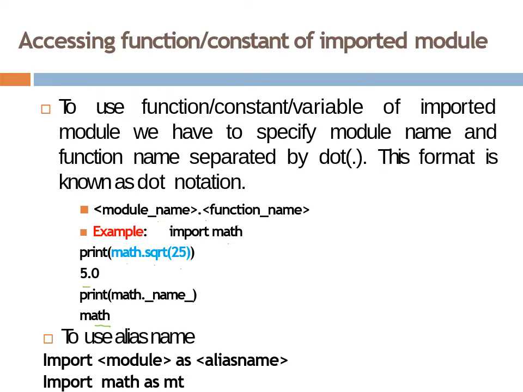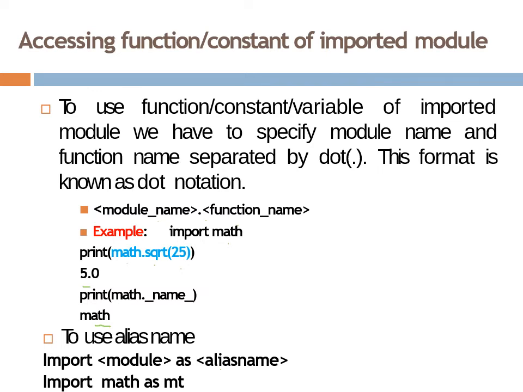The next thing you are going to learn is using an alias name for the imported module. What is the syntax for that? Import module as alias name. Why is it necessary? When the module name is long and I don't want to use it repeatedly, I go for an alias name. So import module as alias name is the syntax here.